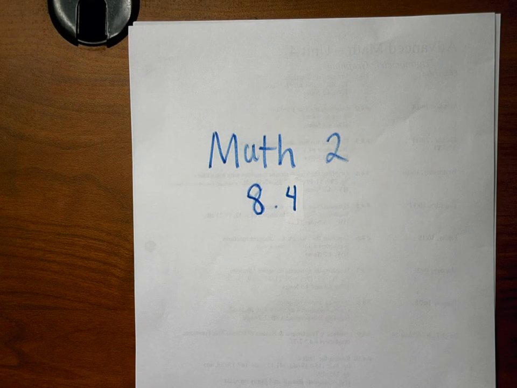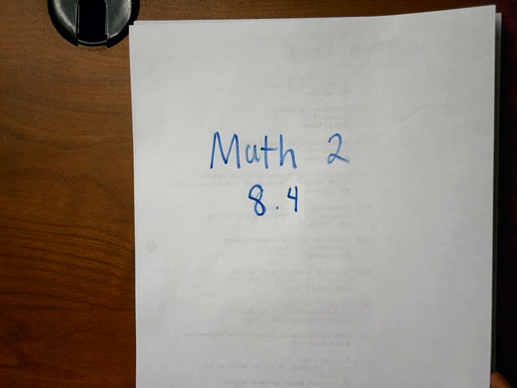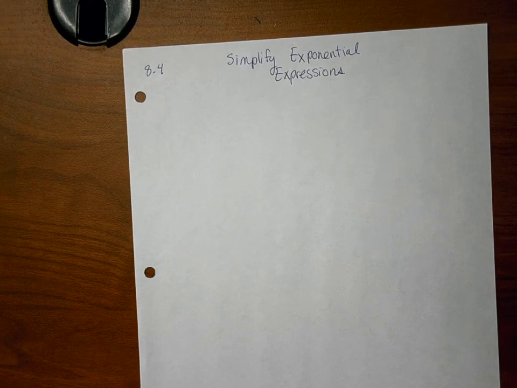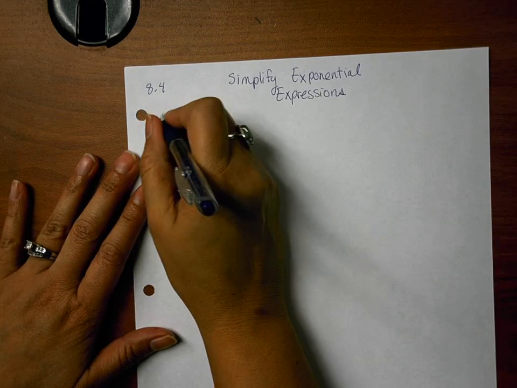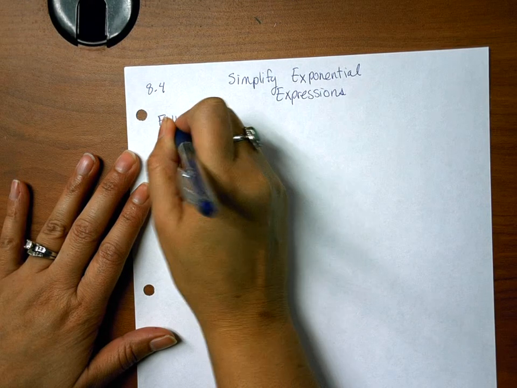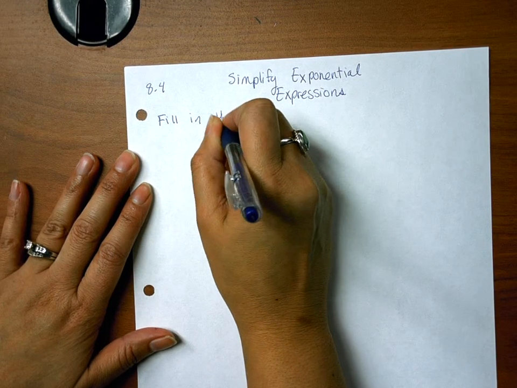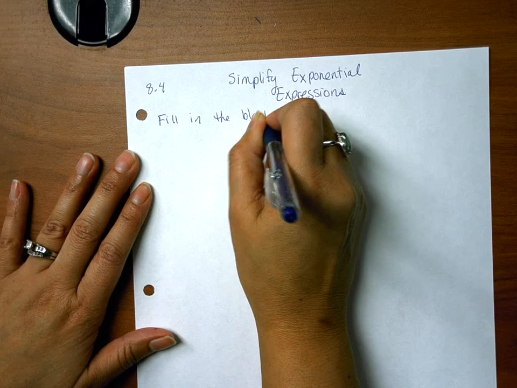This is Math 2, 8.4 notes. That's Unit 8, Lesson 4. The title is Simplify Exponential Expressions. We are first going to start off with fill in the blanks.